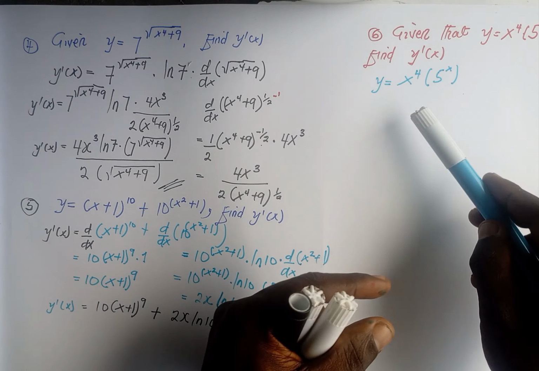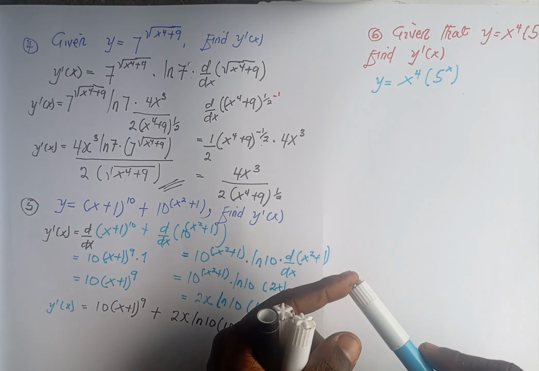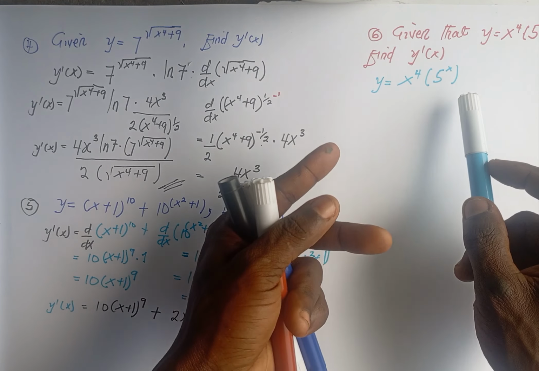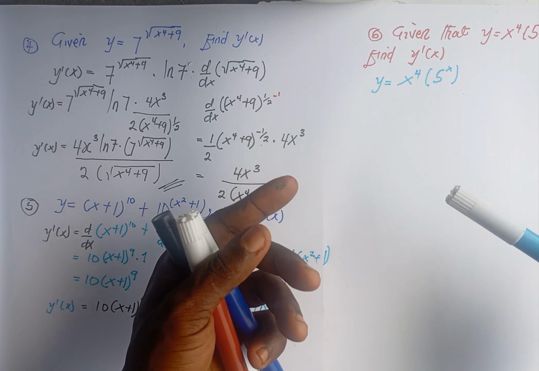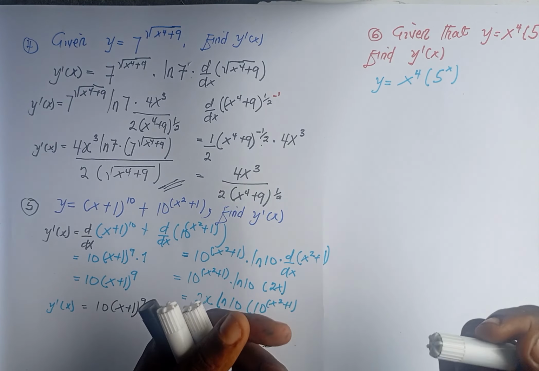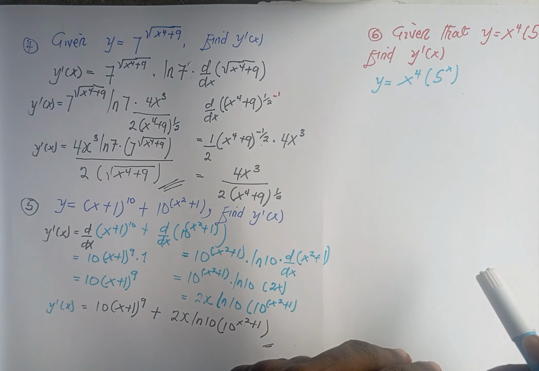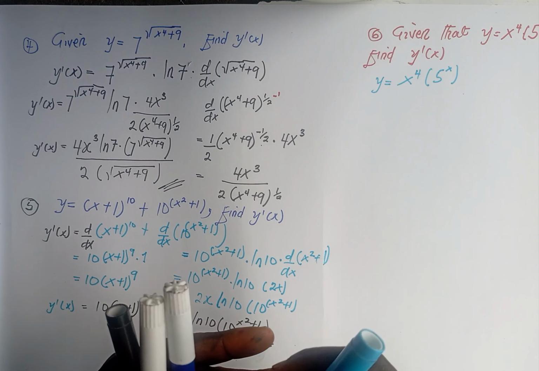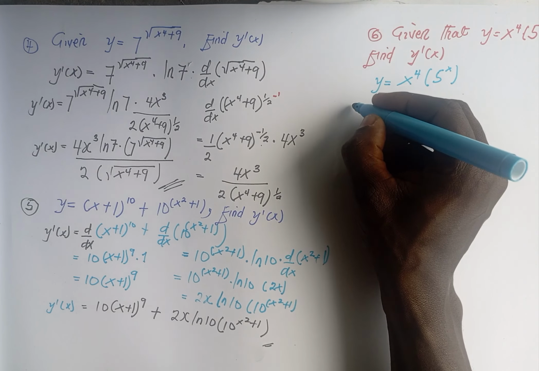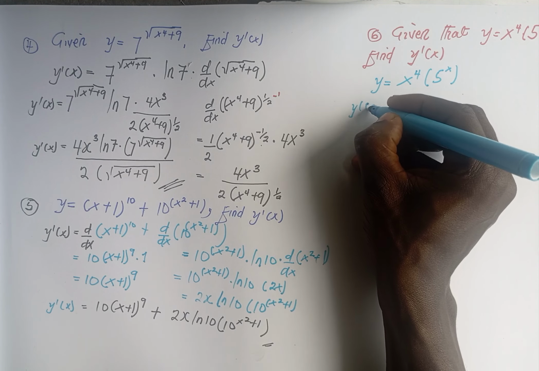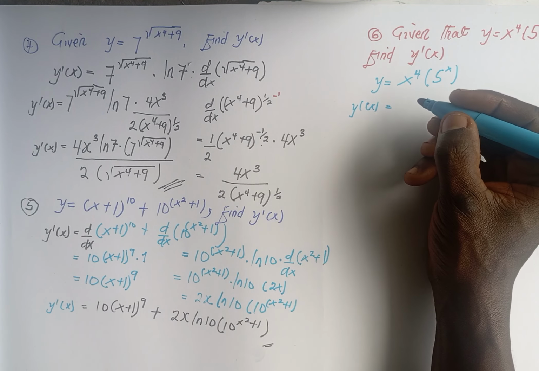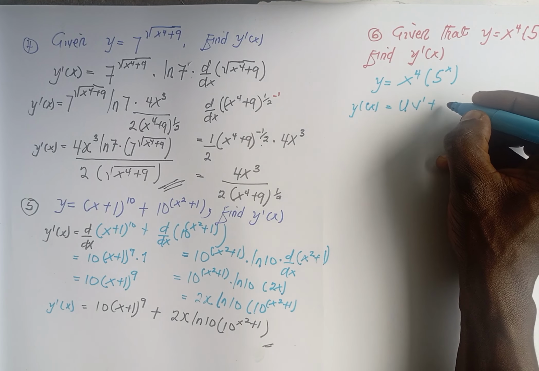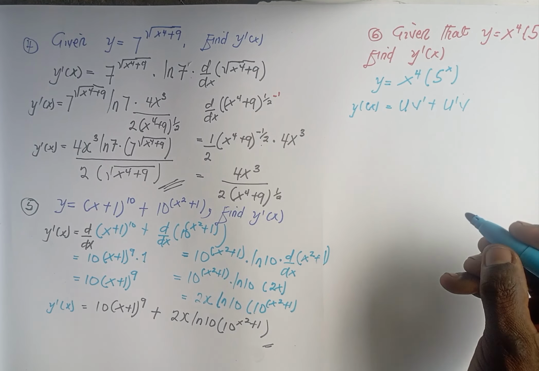So you can see that we are having two functions, x power 4 and then 5 power x. So since there are two functions multiplying, what do we do here is we just apply what? The product rule, which says that we keep the first function, we differentiate the second function, we keep the second function, we differentiate the first function. So let's write the formula down for product rule so that it will serve as a guide. So we know that we have u v prime plus u prime v.